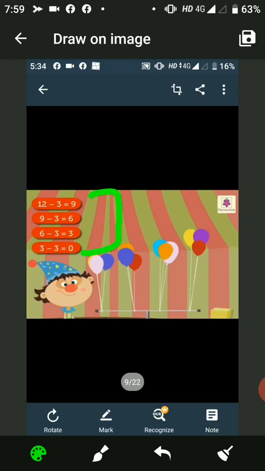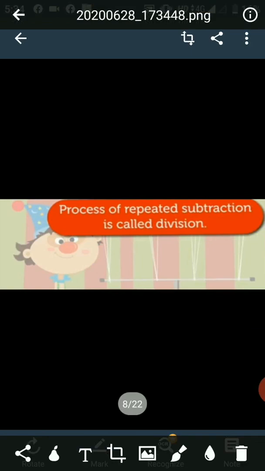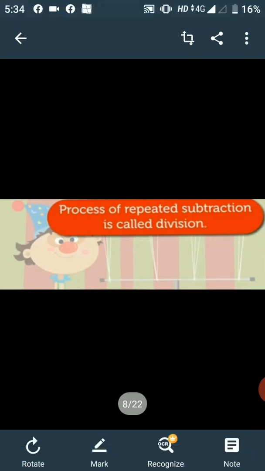This means in 4 steps he has divided an equal number of balloons. What it means is he has done equal grouping or equal distribution of the given quantity. The given quantity is 12 balloons and he did equal grouping of balloons. Clear? Now it means the process of repeated subtraction. What I have done here for equal grouping, I have done repeated subtraction. And you know, students, the process of repeated subtraction is called division.